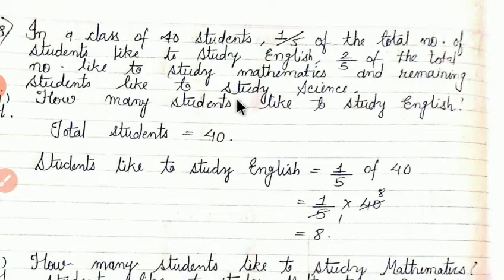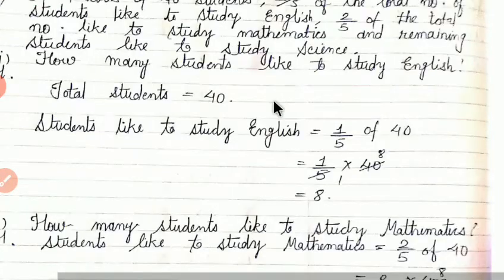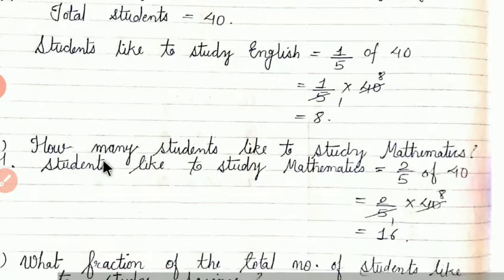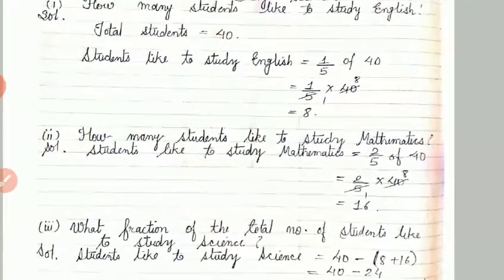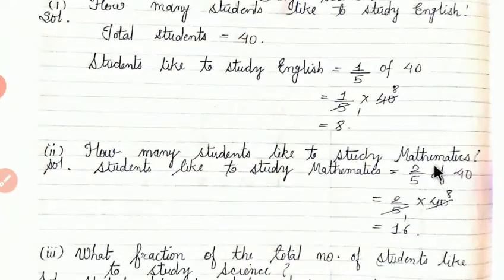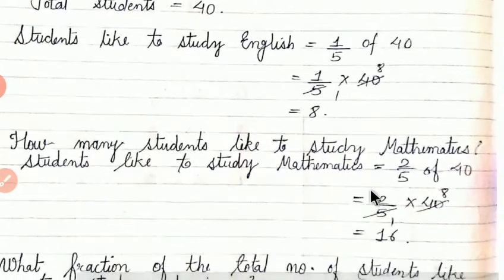Then 2 by 5 of the total number like to study mathematics. Now question number 2 is how many students like to study mathematics. In the question it is given that the students who like to study mathematics is 2 by 5 of total students, and total is 40. So 2 by 5 into 40. Here 2 by 5 means out of 5 parts only 2 parts like to study mathematics. It is given in fraction but we have to find in number. So we'll write it as 2 by 5 of 40.